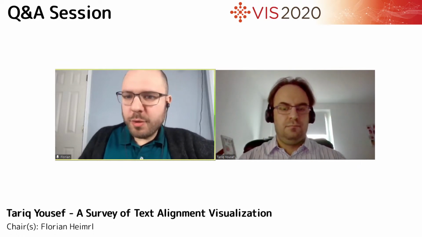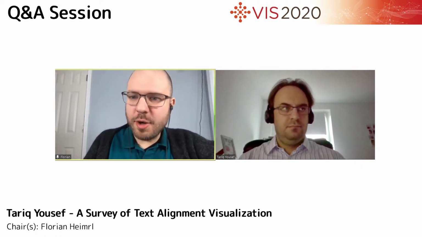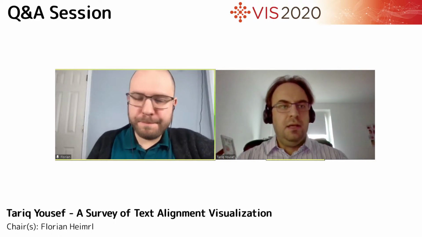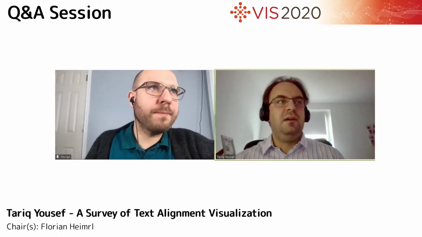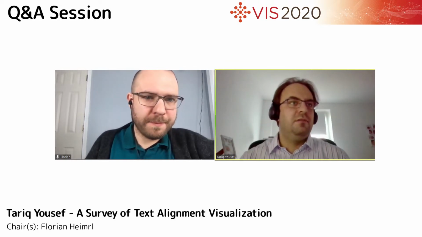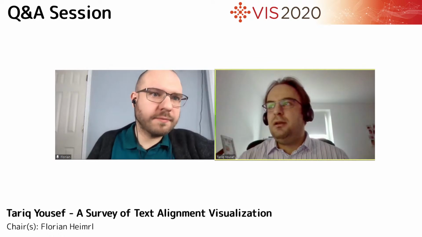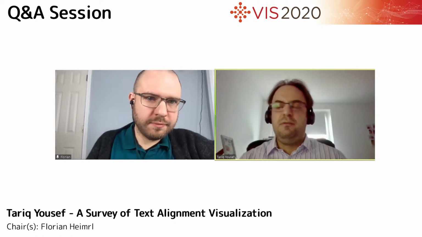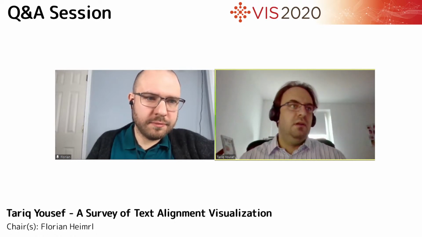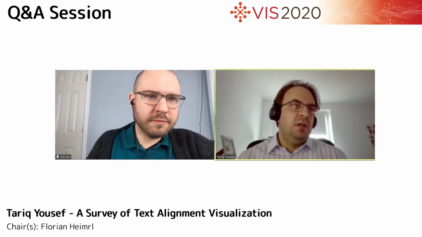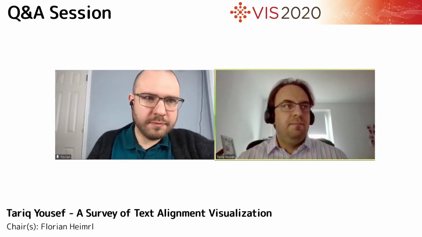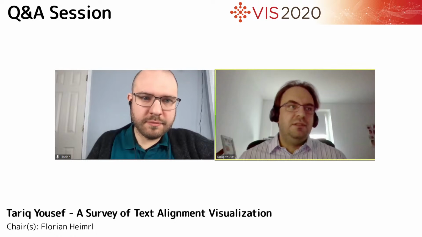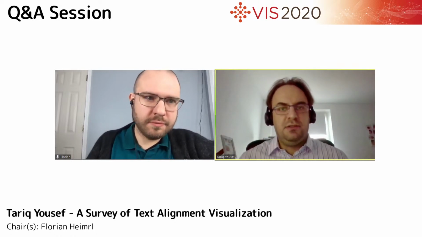There is one question from the chat, which is, did you also consider corpus level alignment in your survey? Yeah, sure. There are not so many tools that consider corpus level alignment. There was only one, called the Chinese Text Project, which uses a network graph to show the relation between the document and the corpus. As I mentioned, we need document-based visualization, because there are not so many tools that offer this kind of visualization.